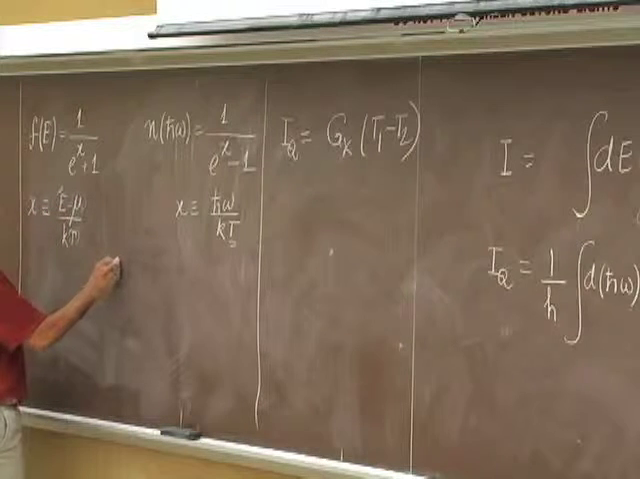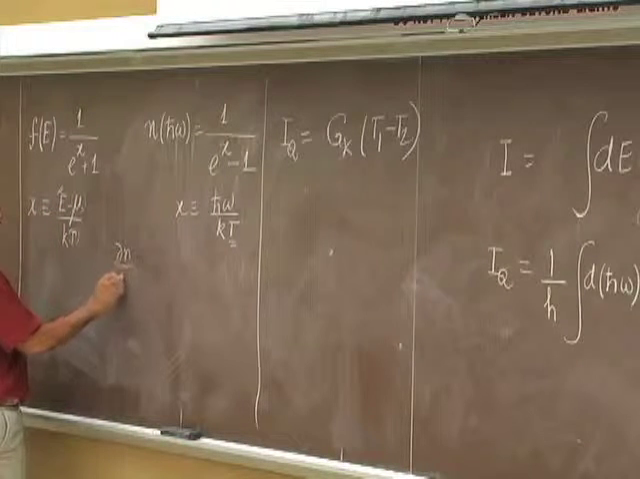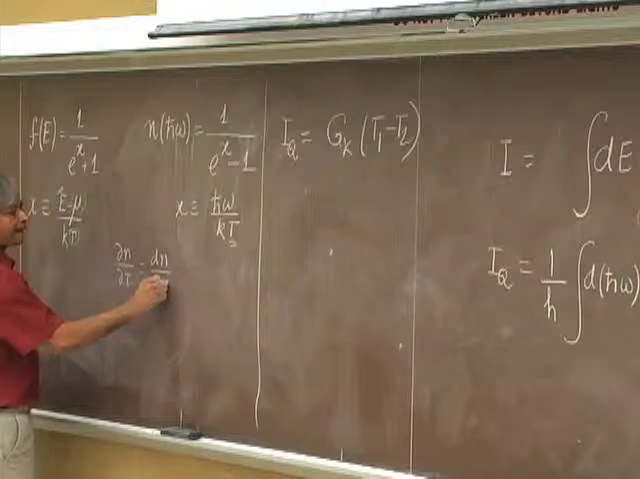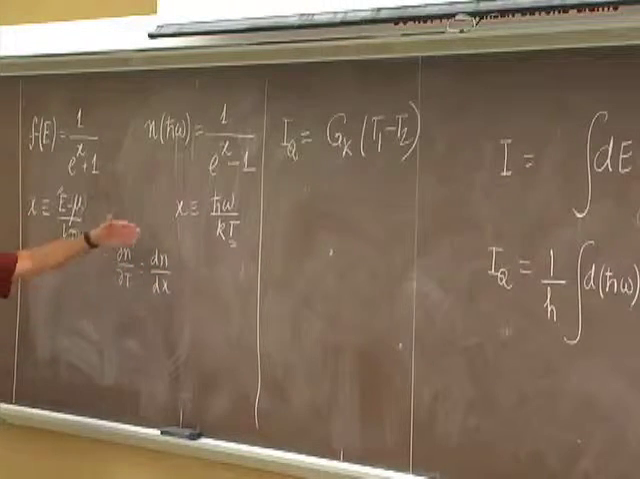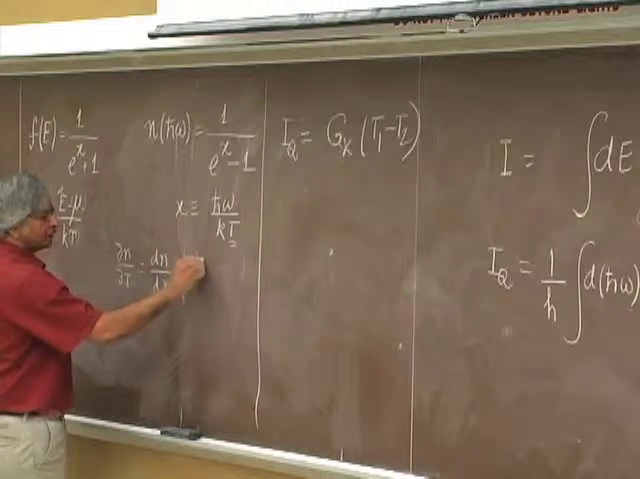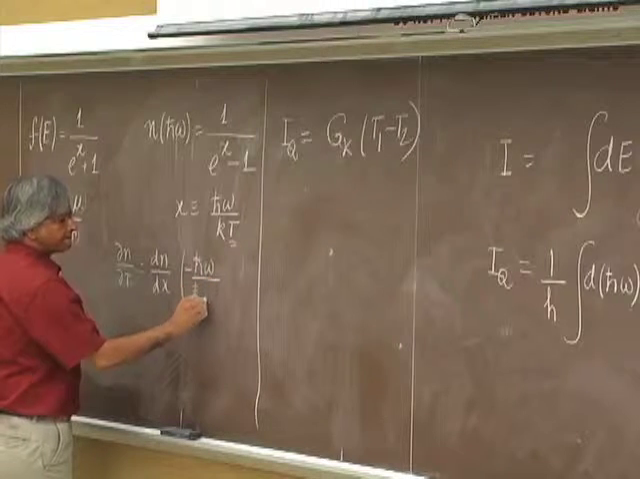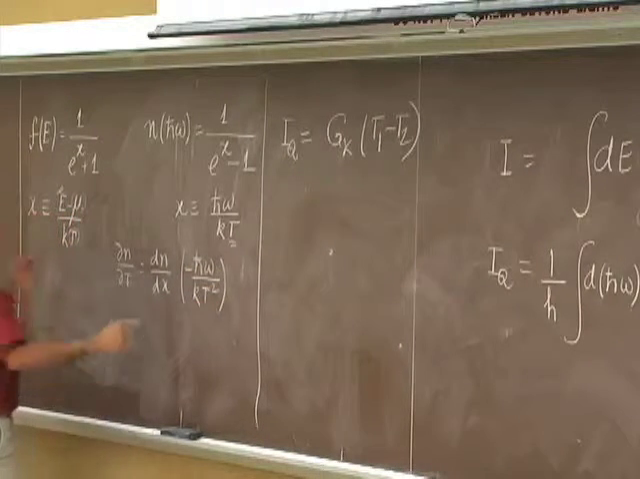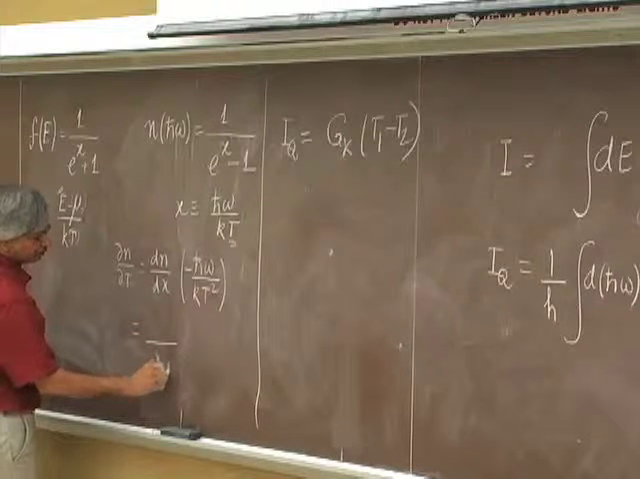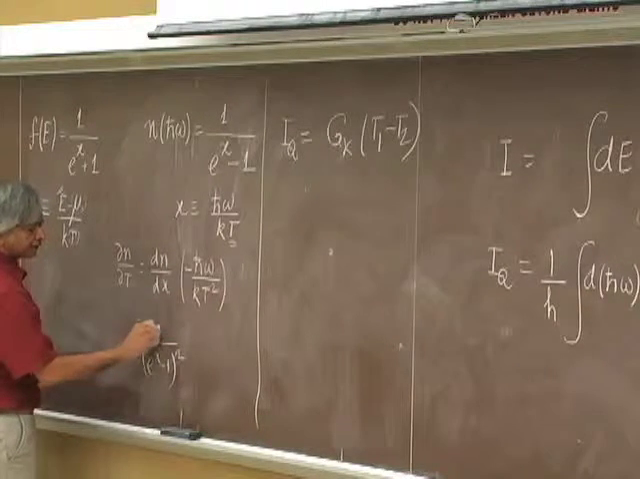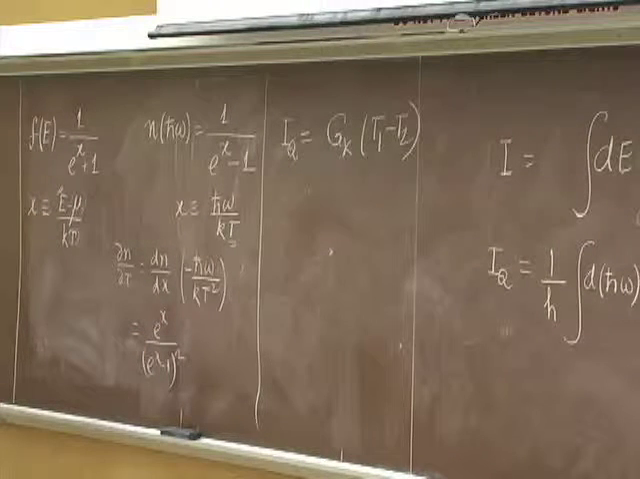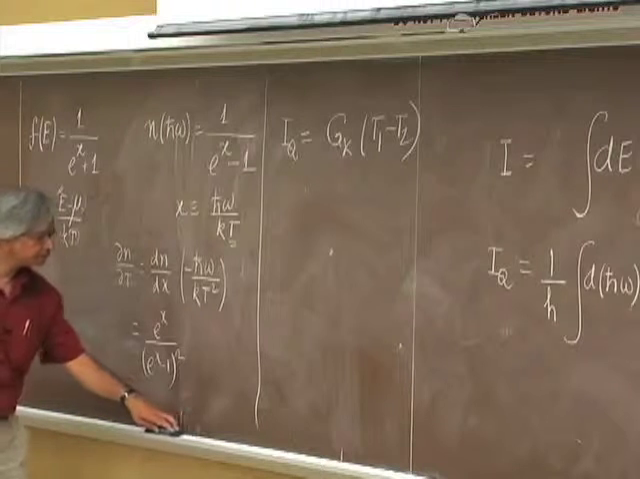Now in this case, you'll notice, when I take del N del T, I suppose what I should do is like before: dN dx, and then how x changes with T, which would be like minus h bar omega over kT squared. dN dx, of course, is e to the power x over e to the power x minus 1, whole squared. I think that's about right.